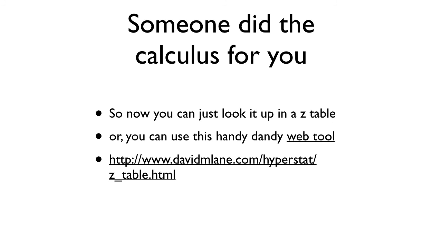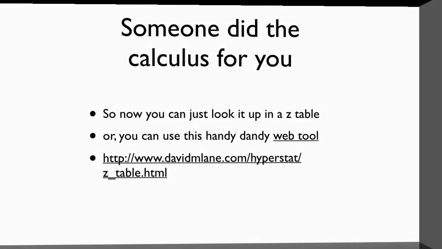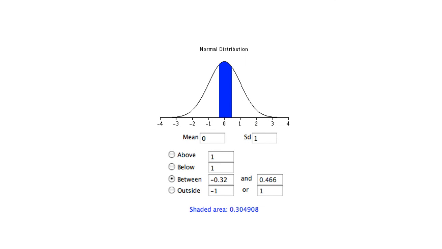It still works? Excellent. So if you take a look at that, and here's in fact what it looks like when you do this, you would put in between. This is the beautiful thing about this: unlike a Z table where you're not going to find, oh, what is it for between negative 0.32 and positive 0.466? Because a Z table won't do that, but this can. So you can actually do it between.